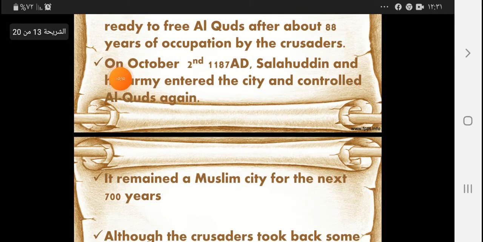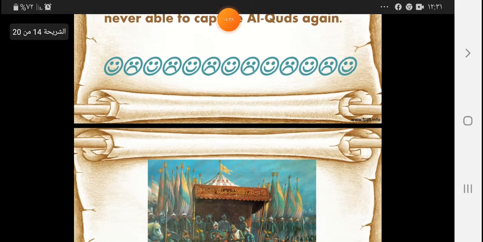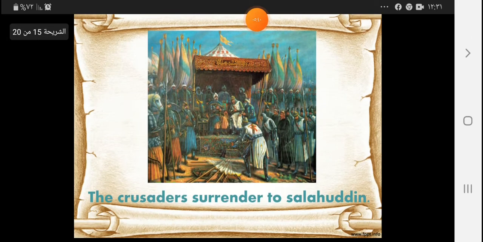Before this, on October the 2nd, in the year 1187 AD, Salah ad-Din al-Ayyubi and his army entered the city and controlled Al-Quds again. Al-Quds remained a Muslim city for the next 700 years, although the Crusaders took back some of the lands in the Levant later, but they were never able to capture Al-Quds again. That was the end of the Battle of Hittin.